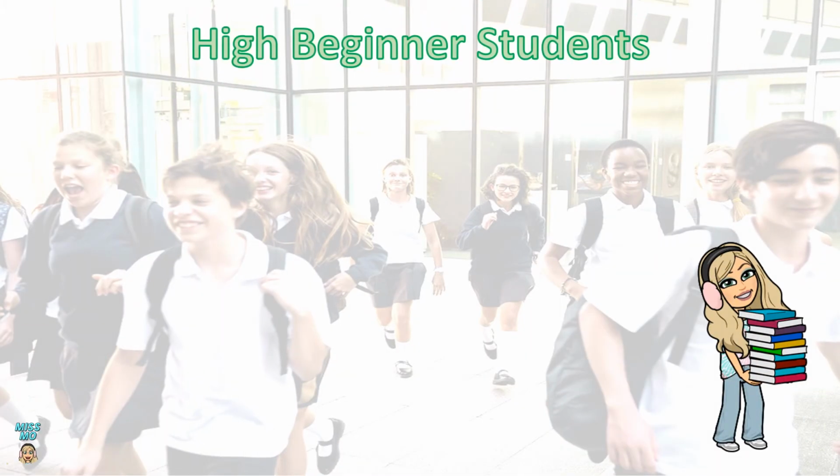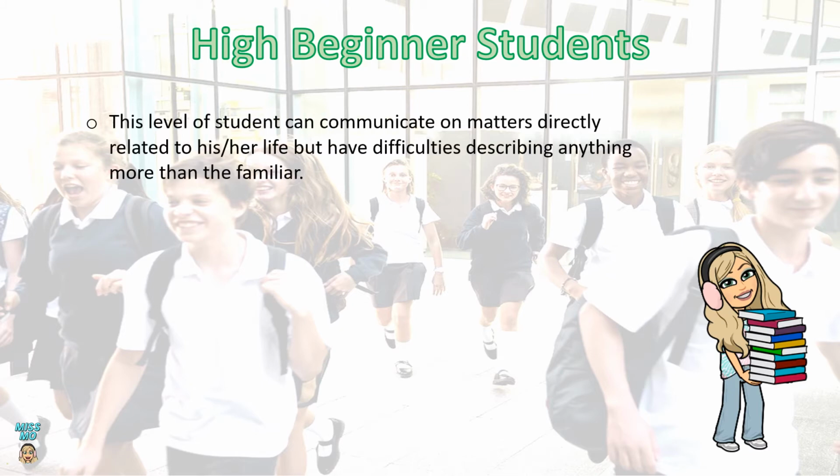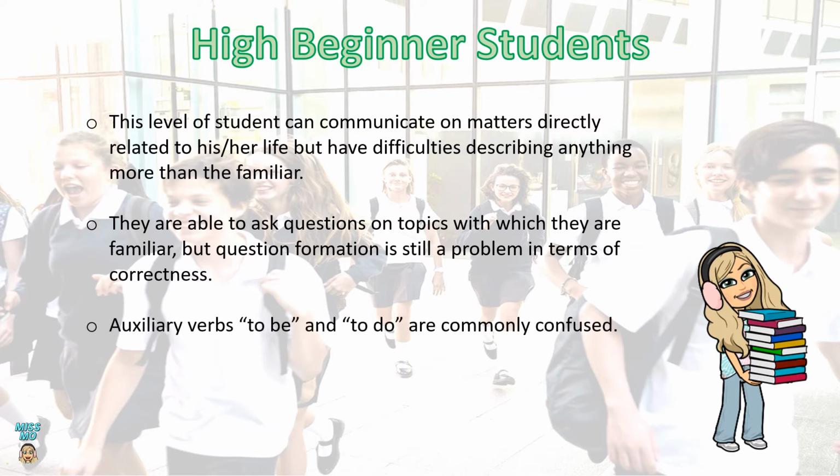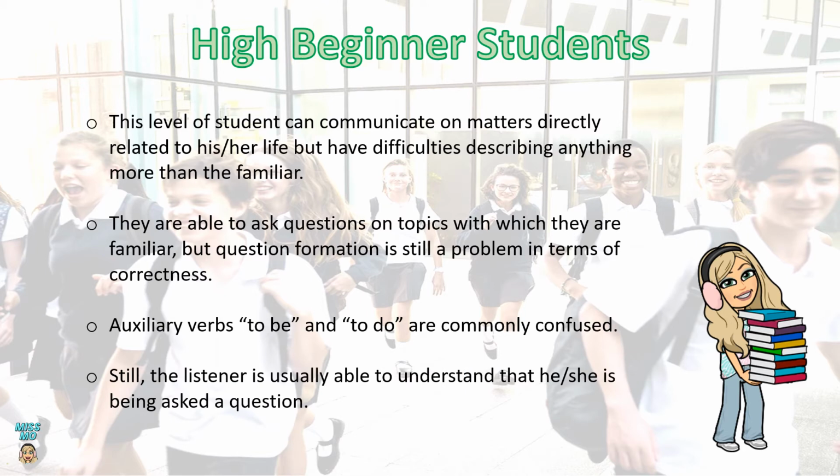The high beginner students. This level of student can communicate on matters directly related to his or her life, but have difficulties describing anything more than the familiar. They are able to ask questions on topics with which they are familiar, but question formation is still a problem in terms of correctness. Auxiliary verbs to be and to do are commonly confused. Still, the listener is usually able to understand that he or she is being asked a question.